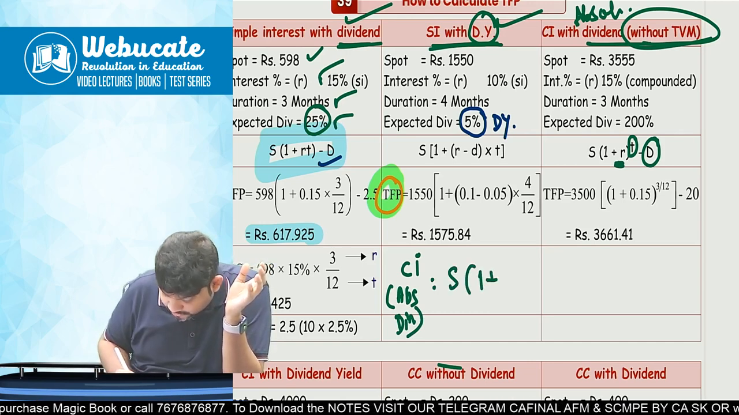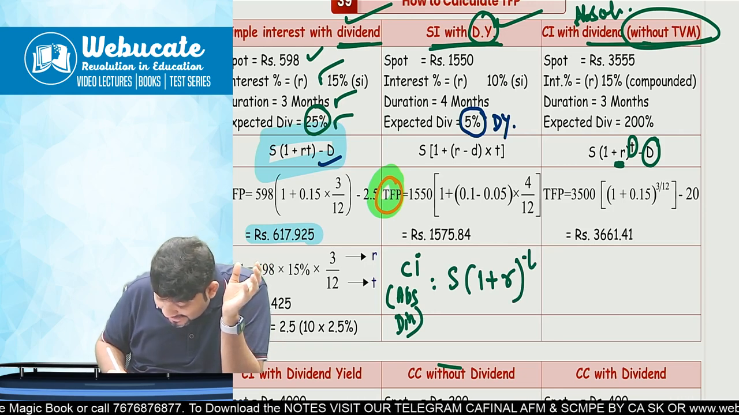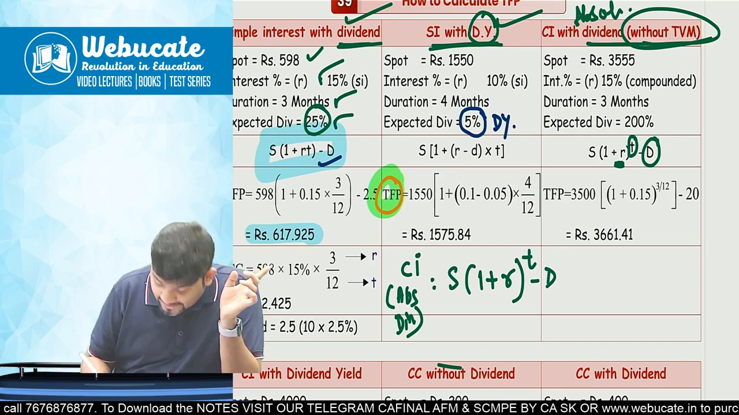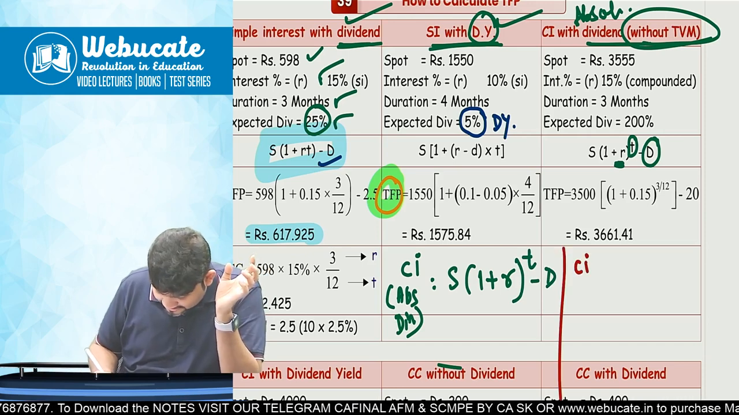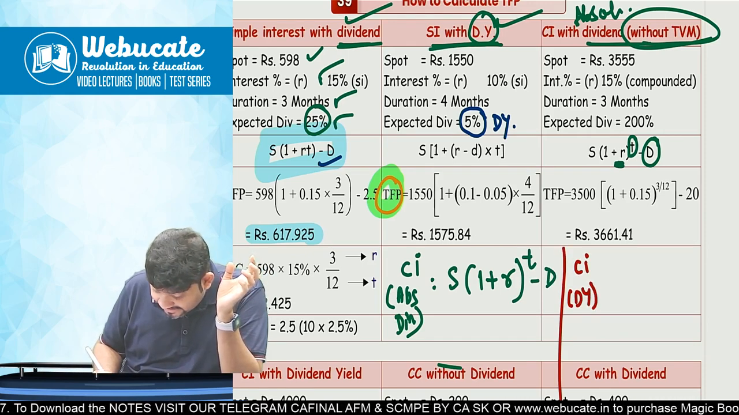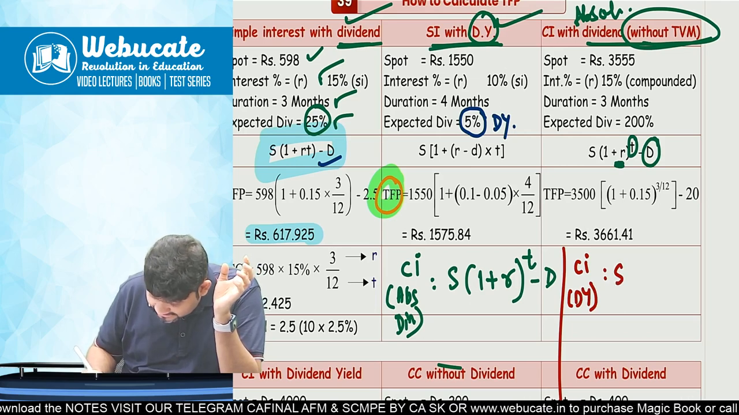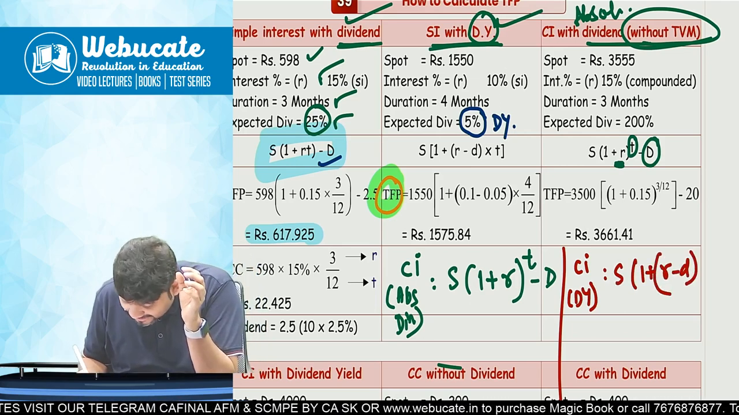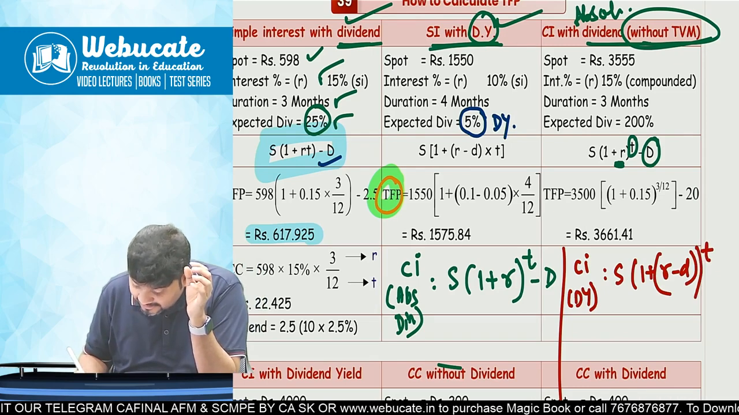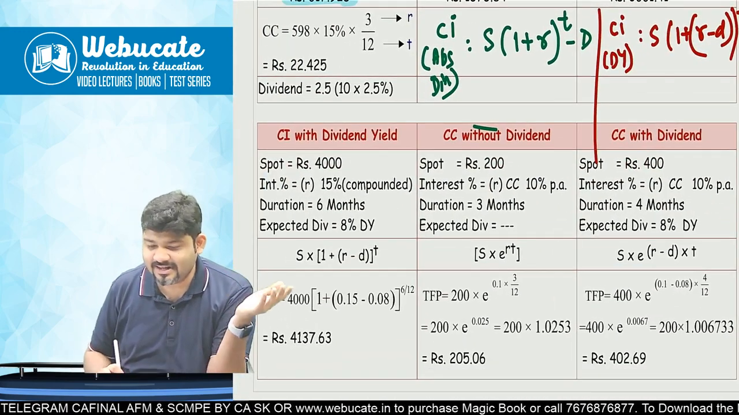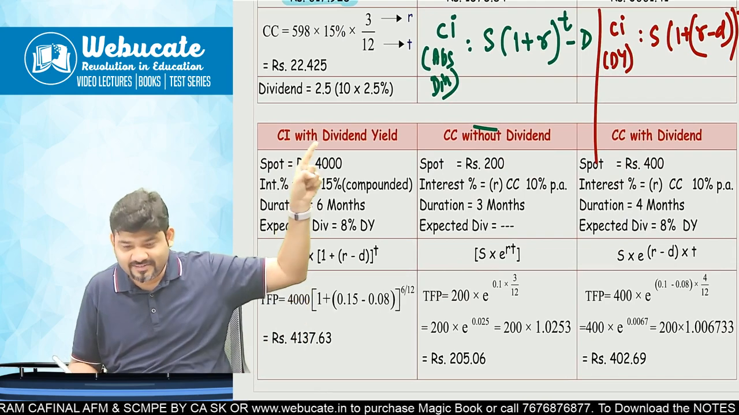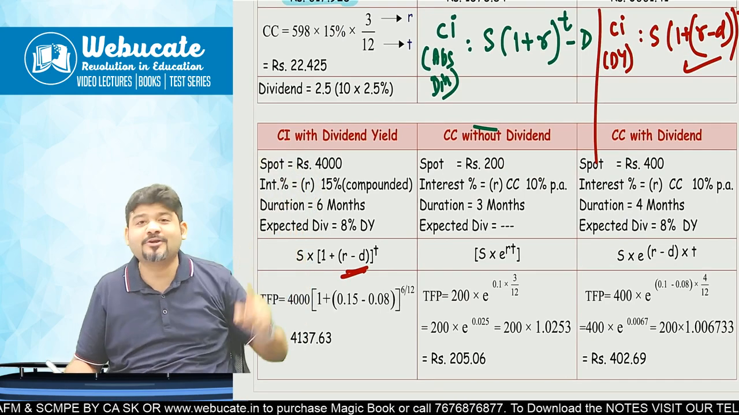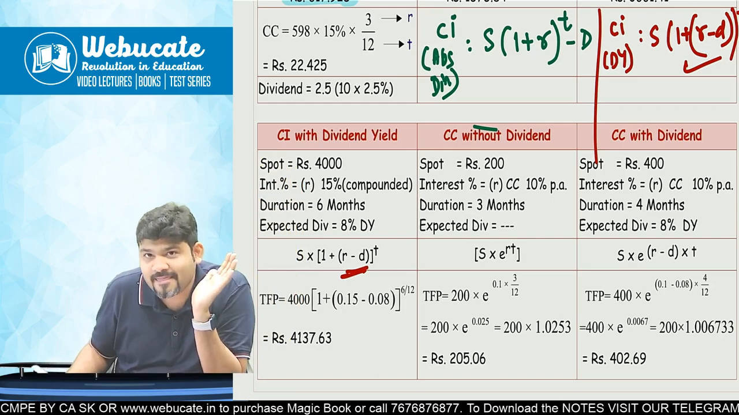Spot into (1 plus r) raised to t minus d. Gotcha. And then there is compounding interest with the dividend yield, which will become S into (1 plus r minus d) raised to t. That's it. Done. See here, compounding interest with the dividend yield, (r minus d) raised to t. Now we are able to calculate it on our own.